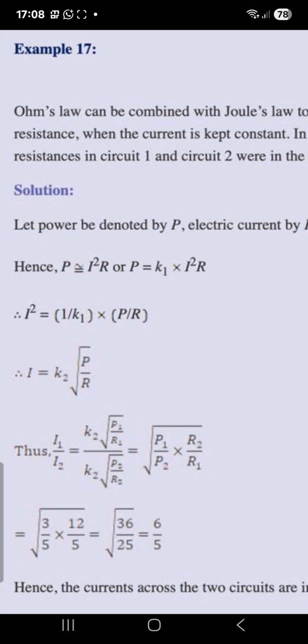Now we are given that P1 by P2 is 3 by 5 and R1 by R2 is 5 by 12. So R2 by R1 will be 12 by 5. So I1 by I2 will be root over 3 by 5 into 12 by 5, which gives us root of 36 by 25, or 6:5. So current I1 to current I2 will be in the ratio 6:5.